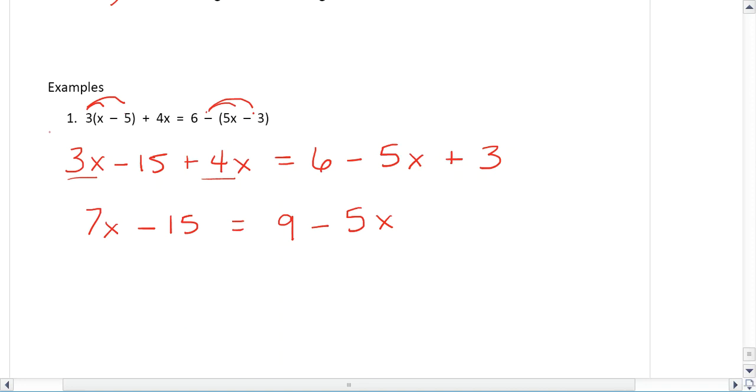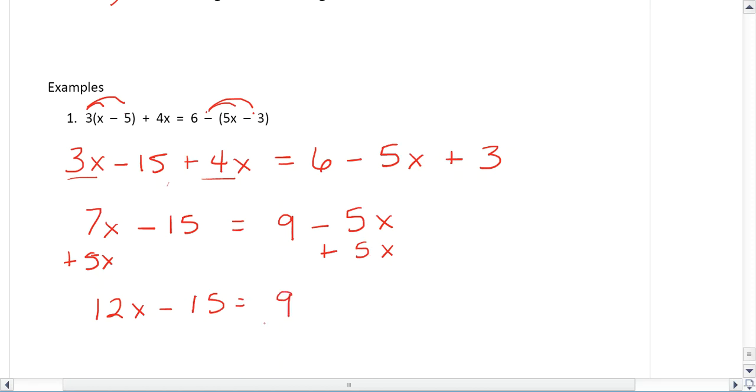It doesn't matter what side you bring the x's to. I'm going to choose to add a 5x to both sides. And by doing this, I'm going to have the x's just on one side of the equation. So over here, 7x plus 5x is 12x. Still have the minus 15. And here, negative 5x plus positive 5x is 0, so all that is left is a 9.